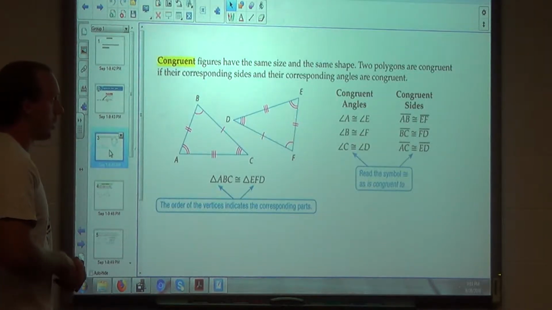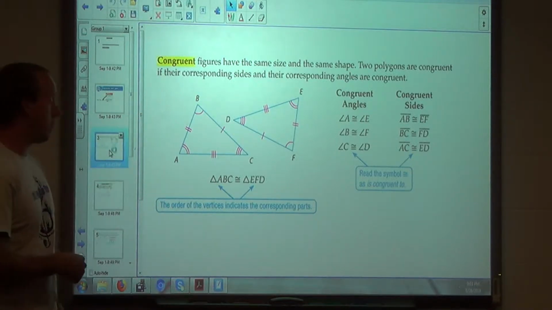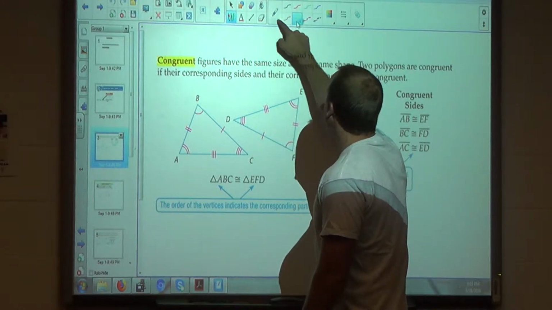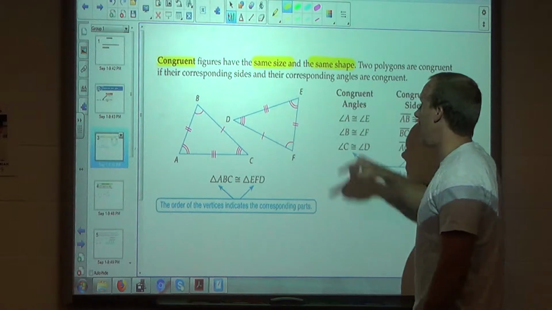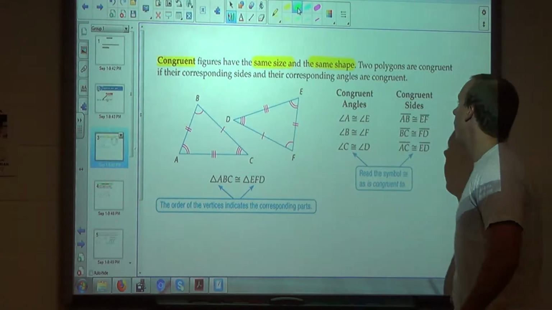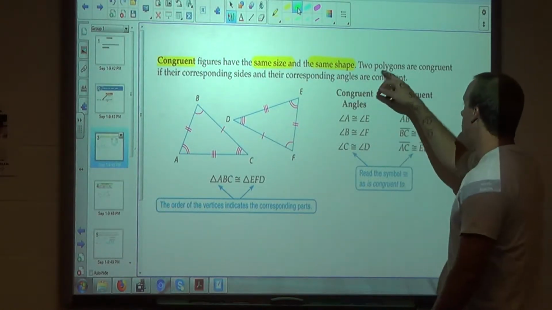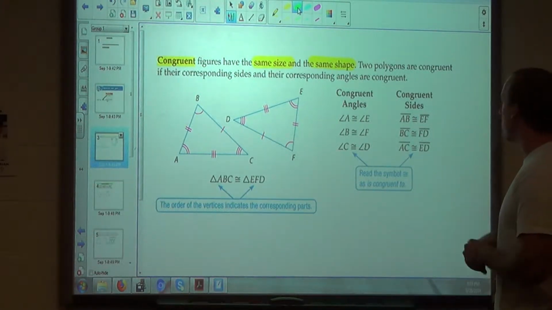Okay, so here's the definition of congruent. Congruent figures have the same size and the same exact shape. Okay, so get my highlighter out here. They have the exact same size and they have the exact same shape. Okay, the two polygons. Polygon, just like polynomial, many terms, polygon, many sides. It doesn't matter how many sides, it just has many. And then there are specific ones like triangle, square, and so forth.